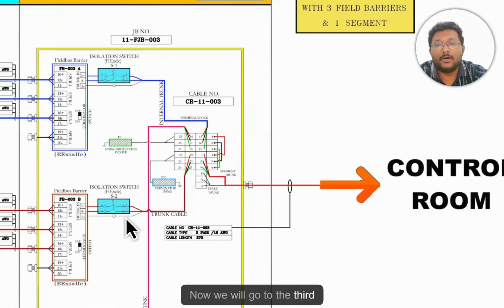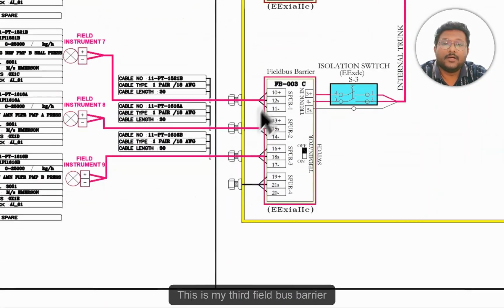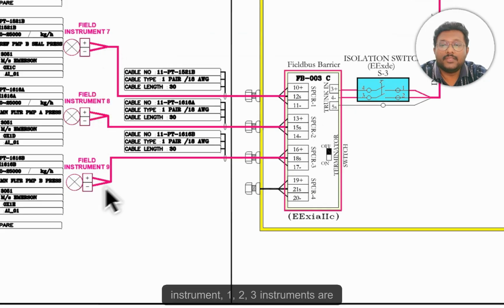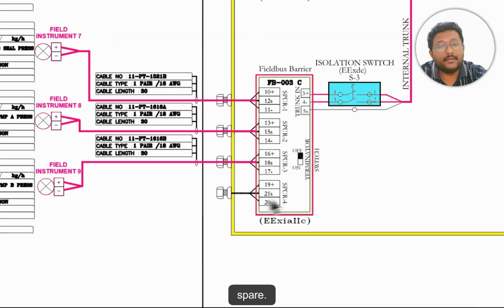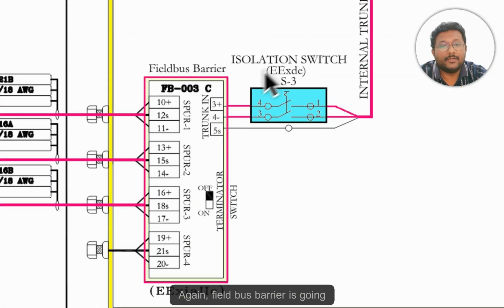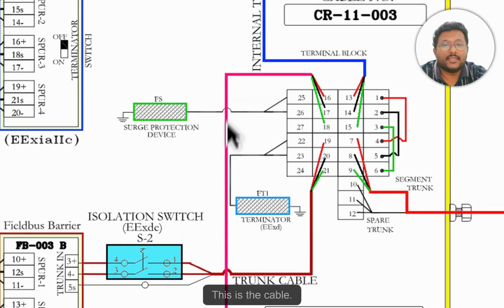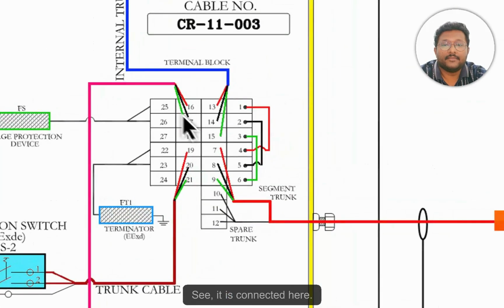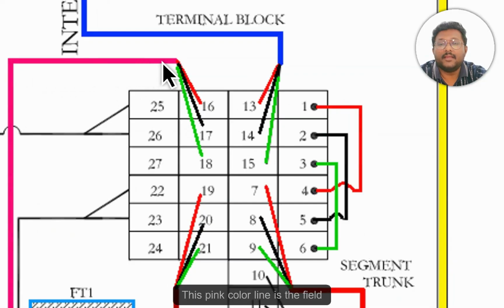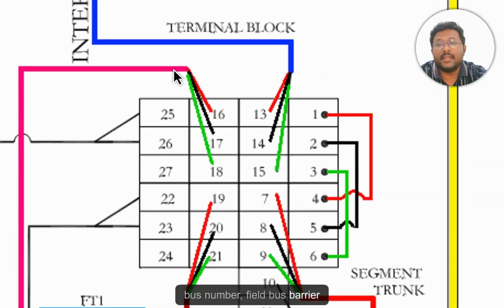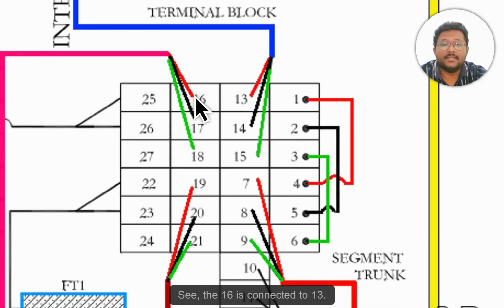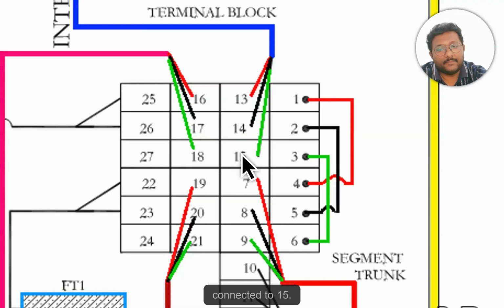Now we will go to the third field bus barrier. This is my third field bus barrier, or barrier number C, A, B, C or 1, 2, 3. Instruments 1, 2, 3 are connected and the fourth one is spare. Again, from the field bus barrier, it is going to the isolation switch. From the isolation switch, again it will go to the terminal block. This is the cable. See, it is connected here, right? This pink color line is the field bus barrier number 3. See, the 16 is connected to 13, 17 is connected to 14, 18 is connected to 15. That means this is also in parallel, right?